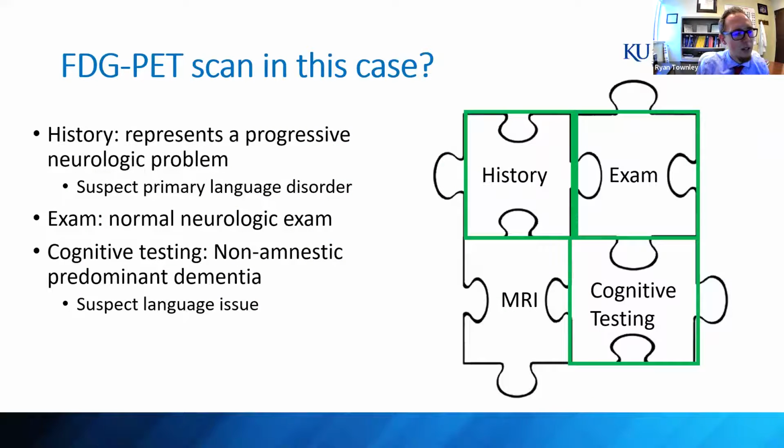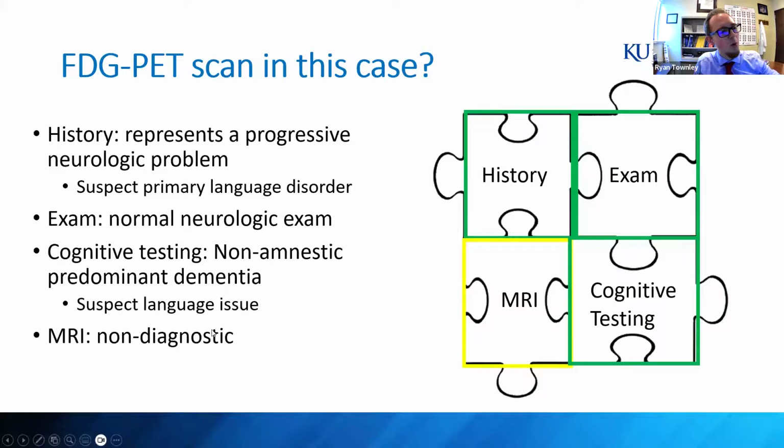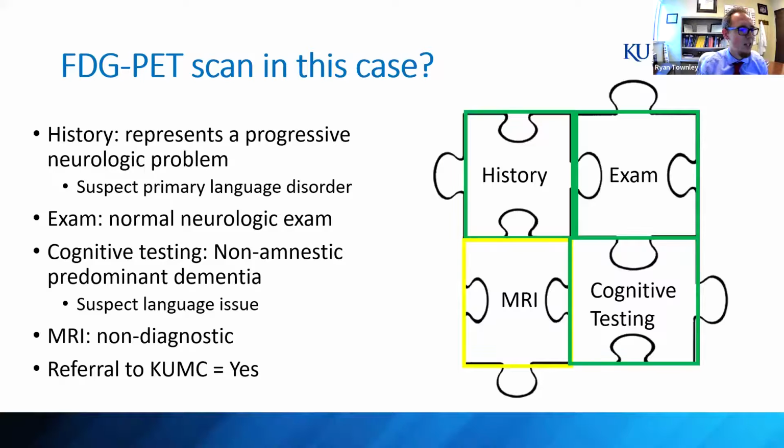On cognitive testing, it's less of a memory predominant issue, more of a language issue. But we could say maybe the MRI is more of a non-diagnostic test here. So does this individual warrant further workup and a potential referral to us? I mean, this is kind of an atypical situation, so it makes sense to consider that.